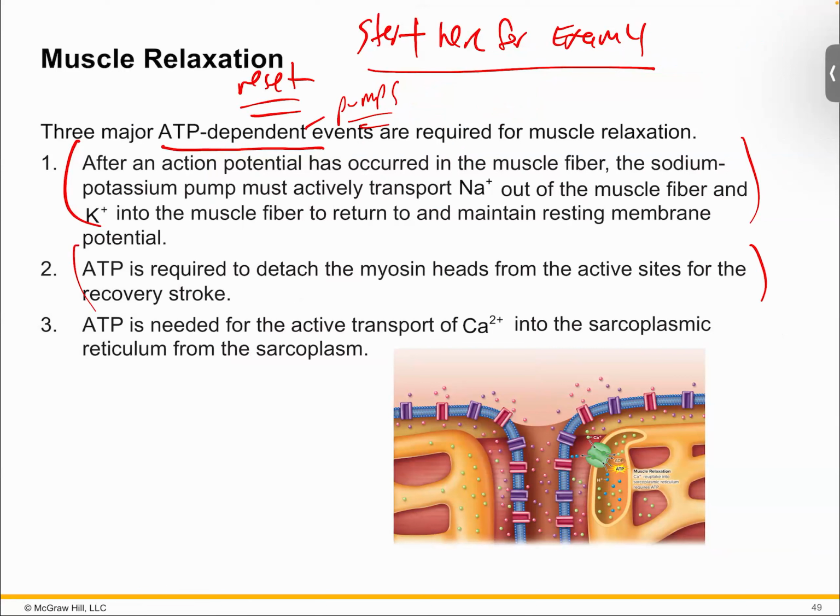And then also you have calcium reclamation, right? At this particular point, you can see here you've got a calcium pump that is busy pumping that calcium back into the sarcoplasmic reticulum. So everybody's resetting their systems, right? You're resetting and repolarizing your membrane to receive the next action potential. You're detaching your myosin cross bridges so that you can open back up your sarcomeres, relaxing your muscles. And then you're repackaging your calcium back into the sarcoplasmic reticulum.